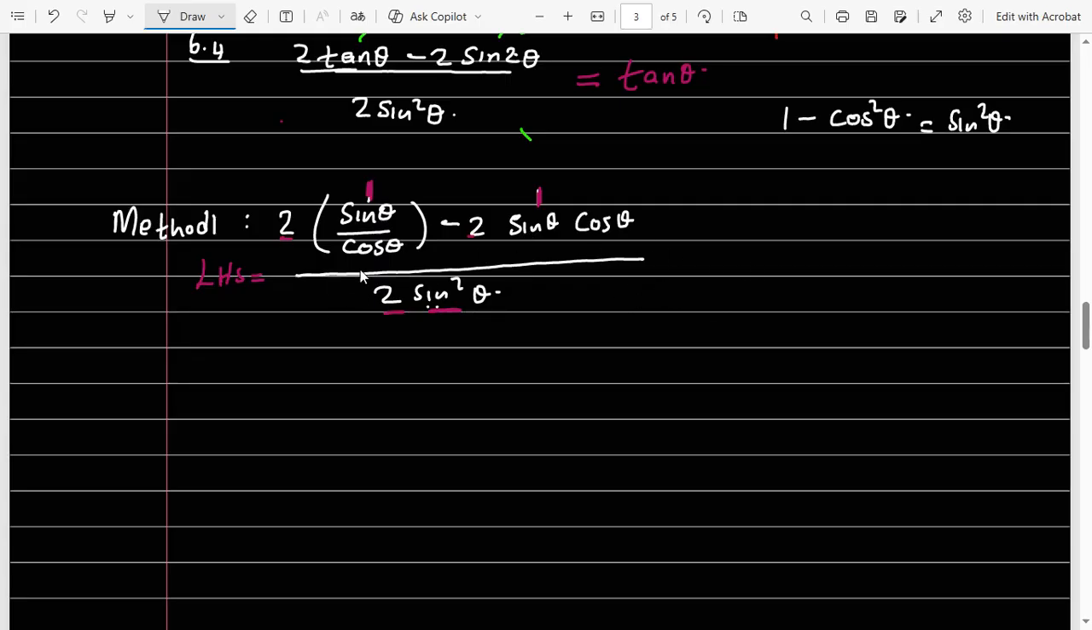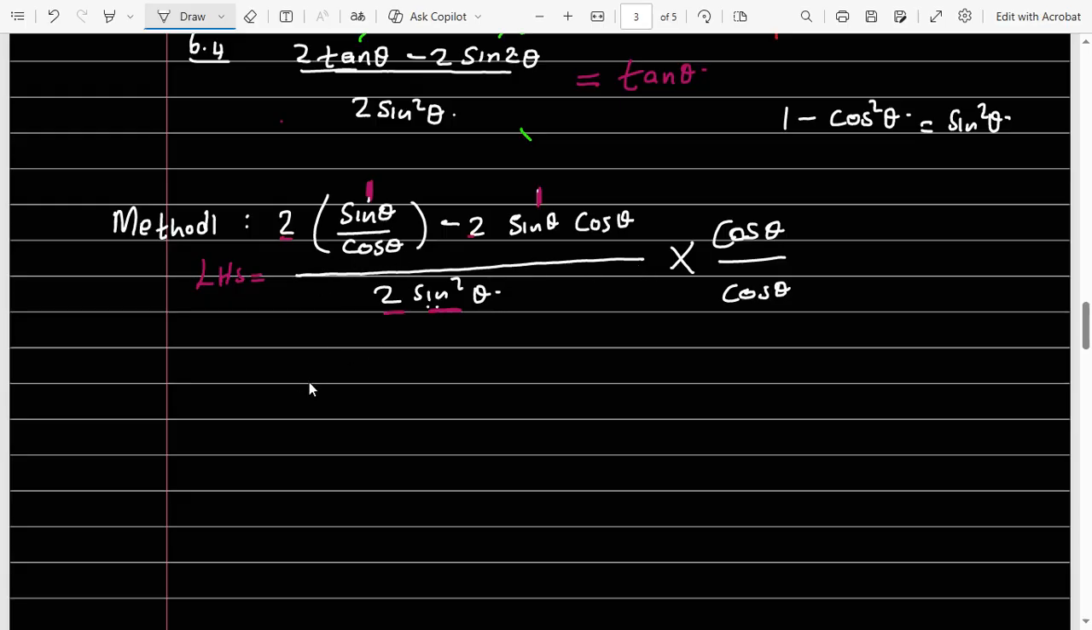So now I see that I have this cos on the denominator. I need to get rid of that cos, and I need to have cos squared. So I know that if I multiply top and bottom by cos, I did not change anything, because I need to get rid of that cos.